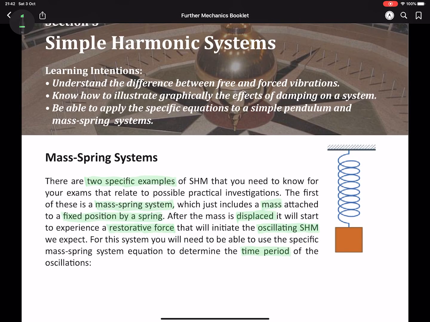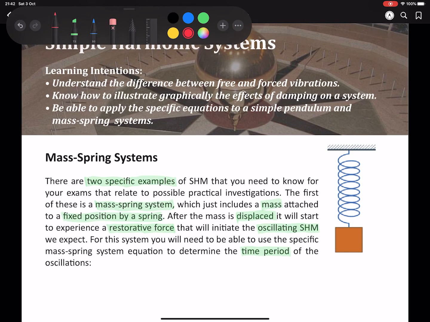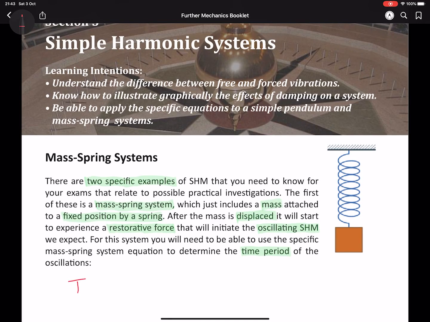Now, whilst we can do displacement, acceleration, and so forth from our previous equations, we are given specific equations linked to time period for these two experiments. So for this one, time period is measured as T = 2π√(m/k). Now, T being our time period is in seconds as standard. Nothing special there. Whereas m is our mass in kilograms, again, normal.